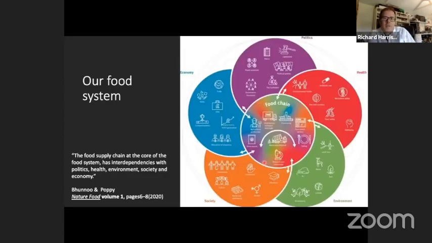Just a very quick introduction to our food system. I think it's helpful in framing the challenges that we have. As we all know, over the last few months, the behavior of the food system and the essential nature of it, and how it's had to repurpose itself very rapidly, has just shown how much the food chain and the food system impinges on all parts of society and all parts of life.